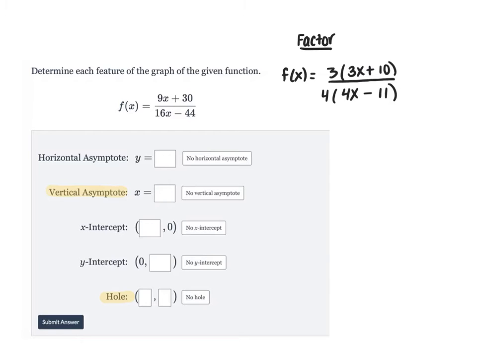Now, what happens here is that nothing cancels. If something did cancel, we'd cancel it out and then simplify it. Since nothing cancels, that means there are no holes, so go ahead and click no holes. The reason, again, is that nothing cancels. If something canceled, that would be the hole, and I'll show you that in the next example. So for this example, please select no holes.